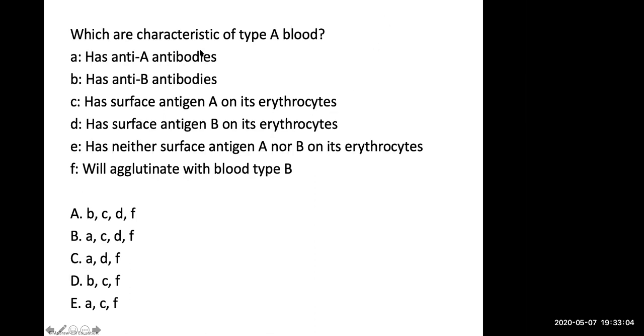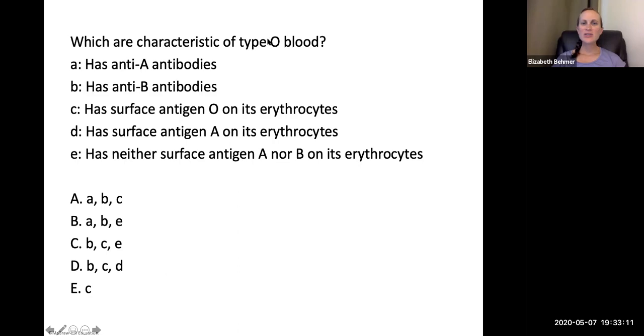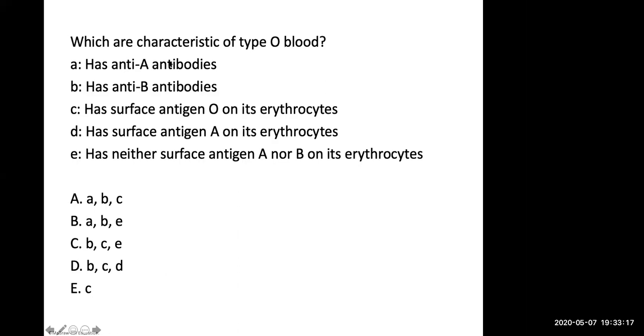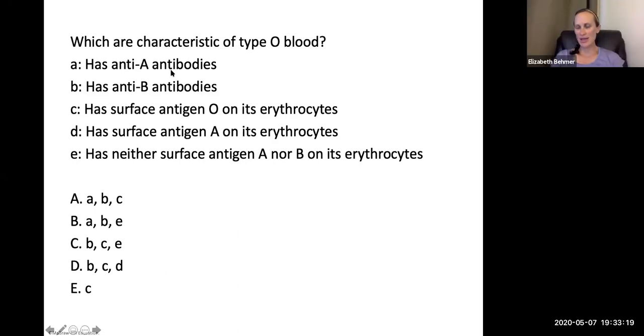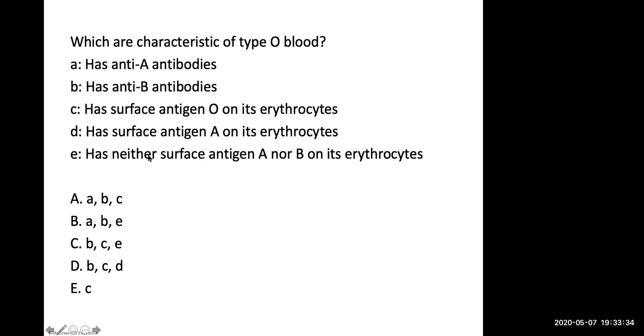Yes. Can you go back to the first question? I forgot, you said the first one was A. So characteristics of type O blood, it has both antibodies in its plasma. The reason why it can have both antibodies is because it doesn't have any surface antigens on its red blood cells. So yeah, it's A, B, and E for type O blood. Okay, thank you. Yep.